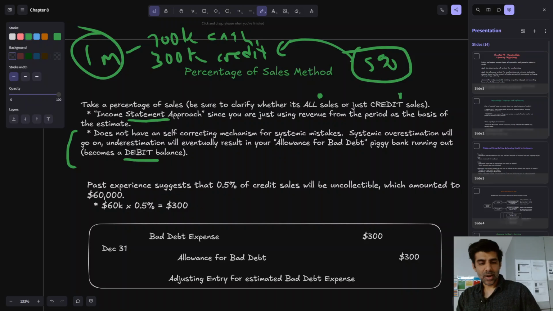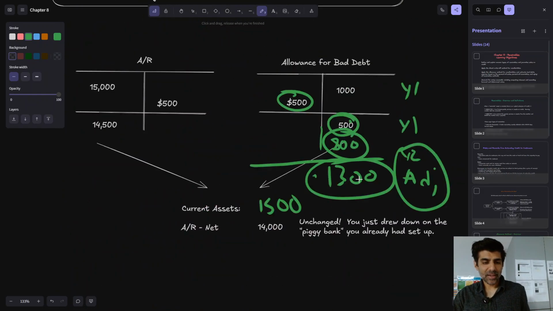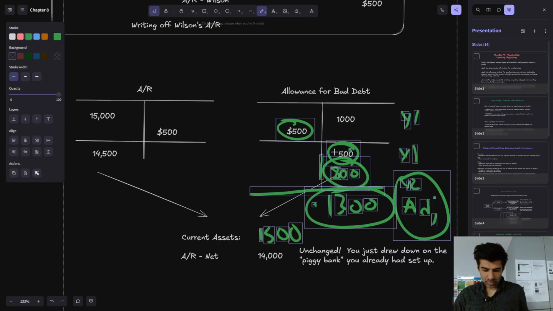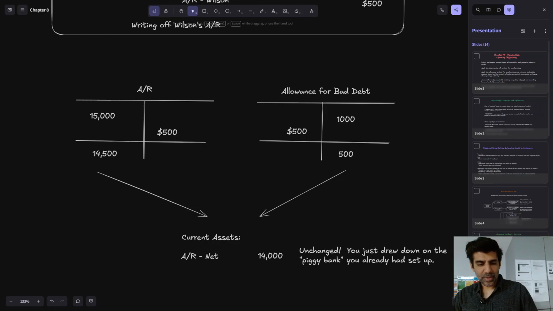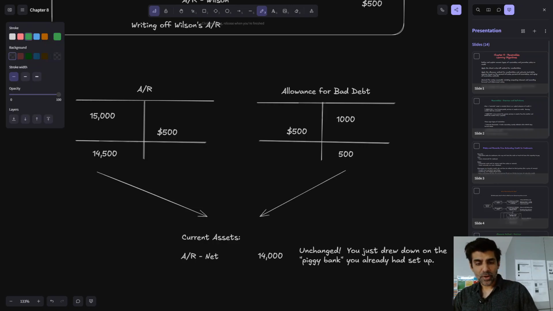So again, your allowance for bad debt should always be a credit balance because it's a contra account. If you keep making structural mistakes and it eventually becomes a debit balance, your accounting for bad debts cannot continue. You have to at least get it to zero. You cannot allow the allowance for bad debt to be a debit balance. It's incoherent. It's invalid if it's a debit balance.